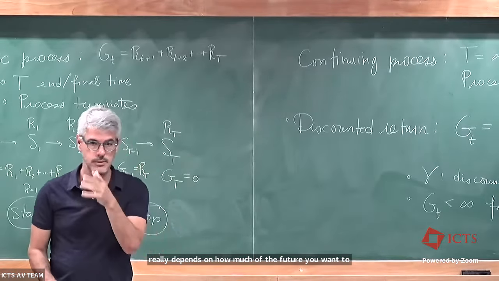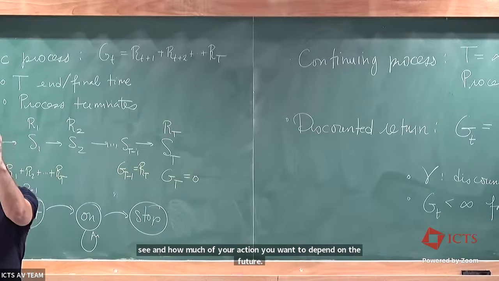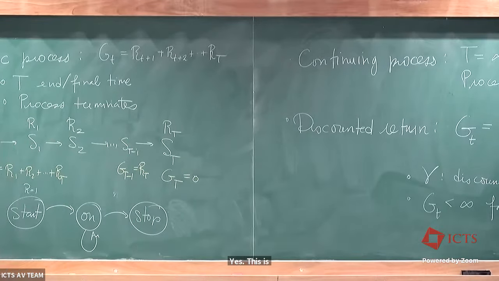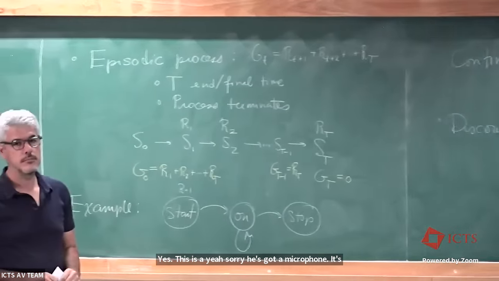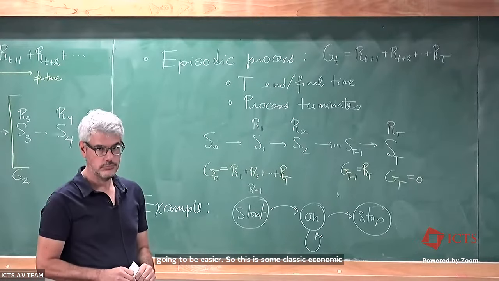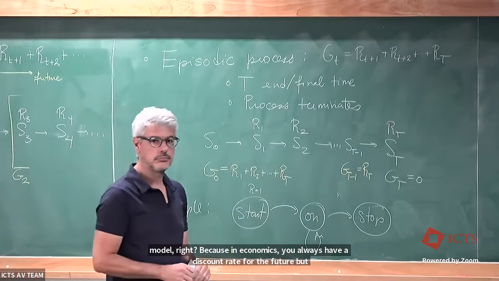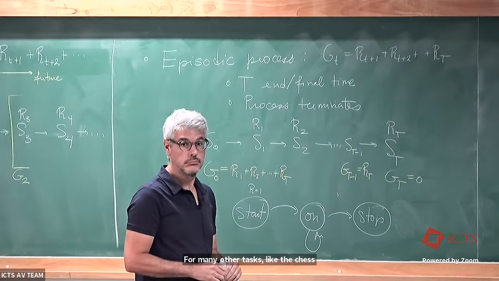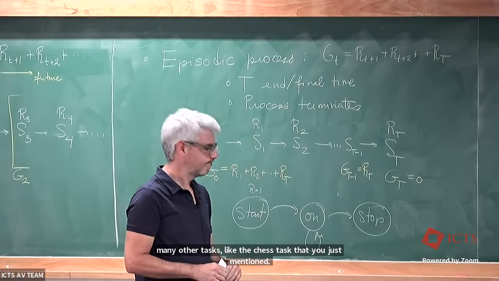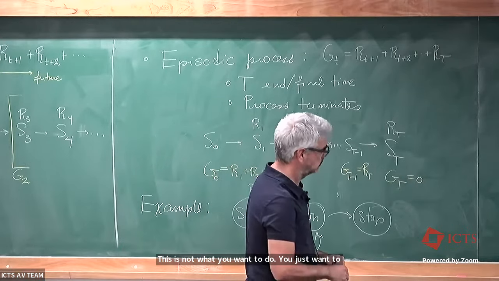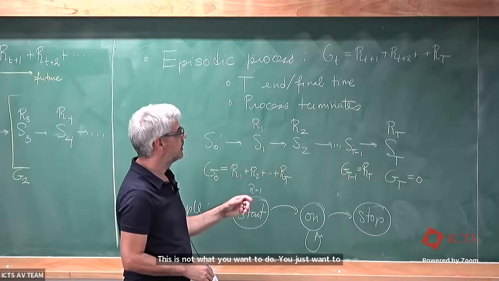So this is some classic economic model, right? Because in economics, you always have a discount rate for the future. But for many other tasks, like the chess task that you just mentioned, this is not what you want to do. You just want to maximize the reward at some given point of time in the future. You don't care about immediate losses.